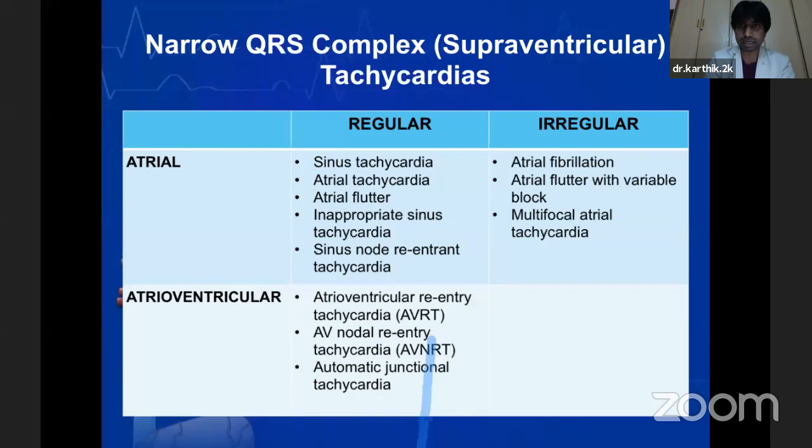If the rate is irregular, then this points more towards pathological entities like atrial fibrillation, atrial flutter with varying block, and multifocal atrial tachycardias. If the narrow QRS complex tachycardia is at the atrioventricular level, we have three entities: AVRT, AVNRT, and automatic junctional tachycardia.